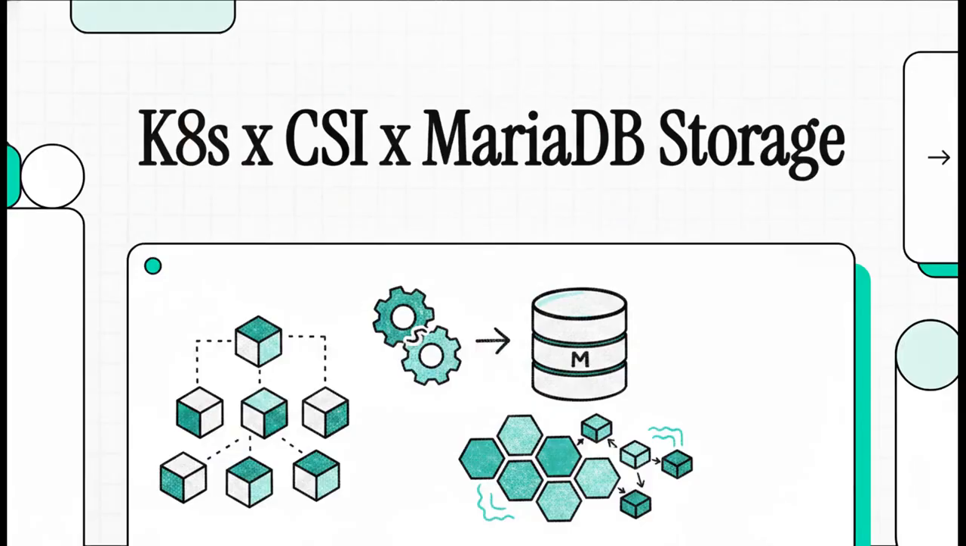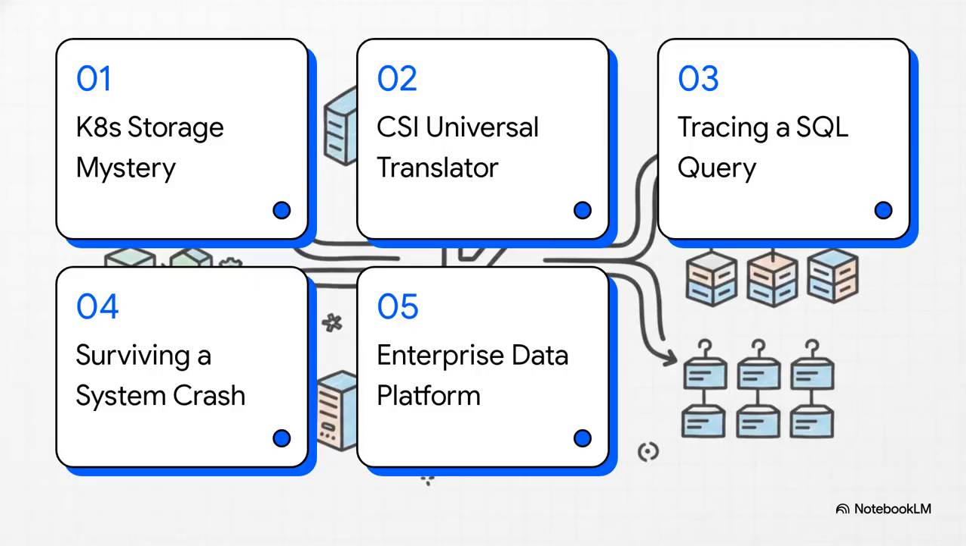Welcome to today's Explainer. We're taking a deep dive into how enterprise databases actually secure your data on the back end. We're going to strip away the magic and look at the actual nuts and bolts of Kubernetes, CSI, MariaDB, and Ceph. As you'll see, the cloud goes from being this mysterious black box to a highly logical, completely understandable machine. So here is our flight path for today.